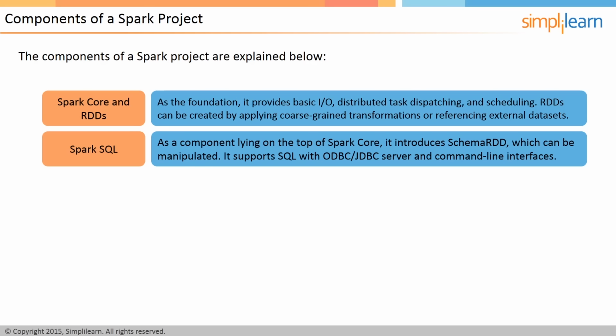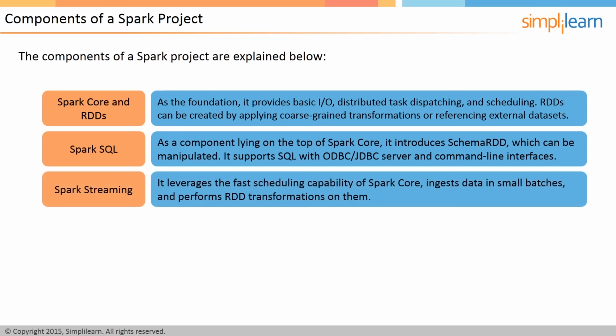The next component, Spark Streaming, leverages the fast scheduling capability of Spark Core for streaming analytics, ingests data in small batches, and performs RDD transformations on them. With this design, the same application code set that is written for batch analytics can be used on a single engine for streaming analytics.